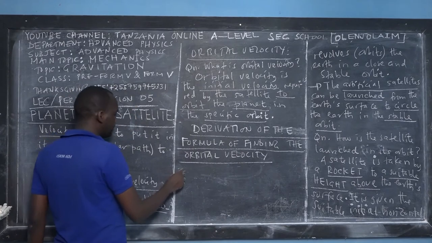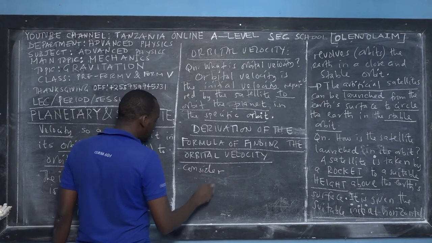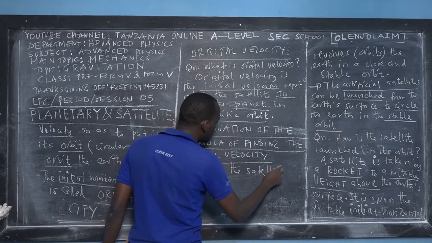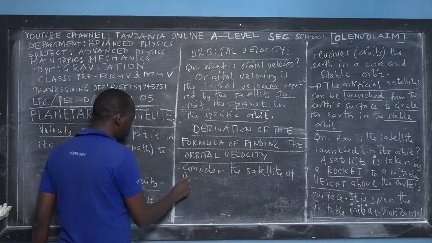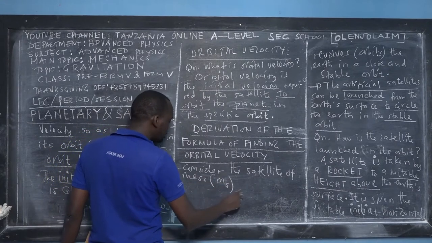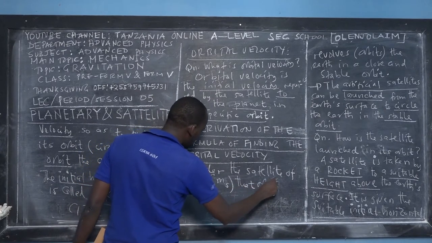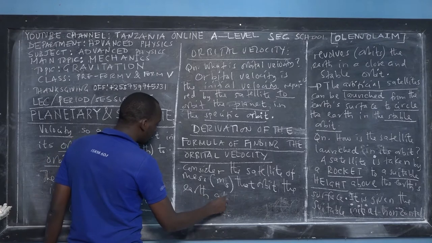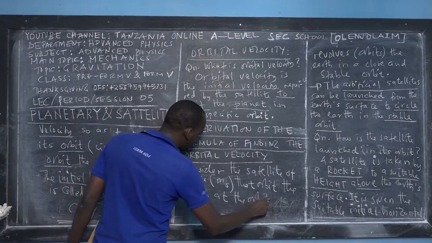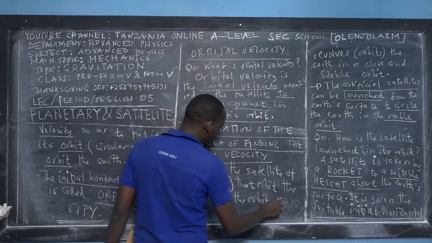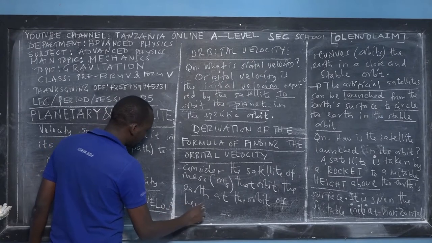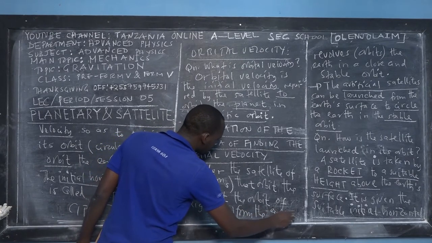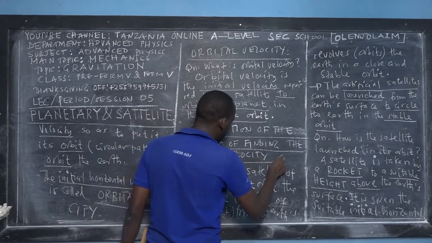So we say, consider the planet, not the satellite, of mass MS, that orbits the Earth at an orbit of height h from the Earth's surface. So this is the first step of our derivation.